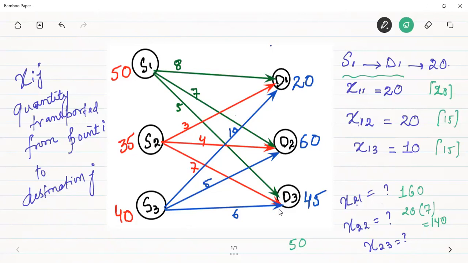So I think the brief idea regarding the transportation problem is clear to you, that we have to minimize the transportation cost that is incurred while we are supplying the goods from the source points to the destinations. We want to minimize this overall cost here. So I can generalize this problem here.